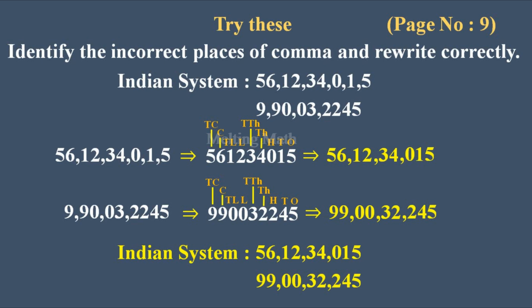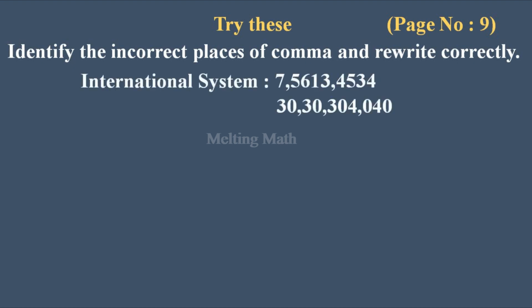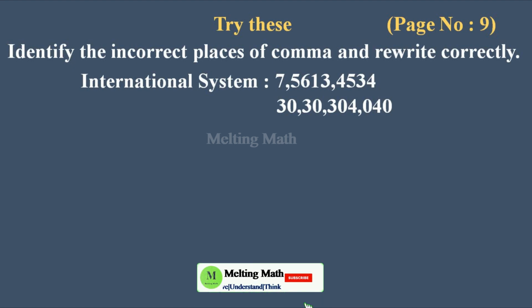Okay, the Indian system we already discussed. So next we are going to see the international system. So let's see this number. Here also the commas are in the incorrect place. We have to place the commas in the correct manner.